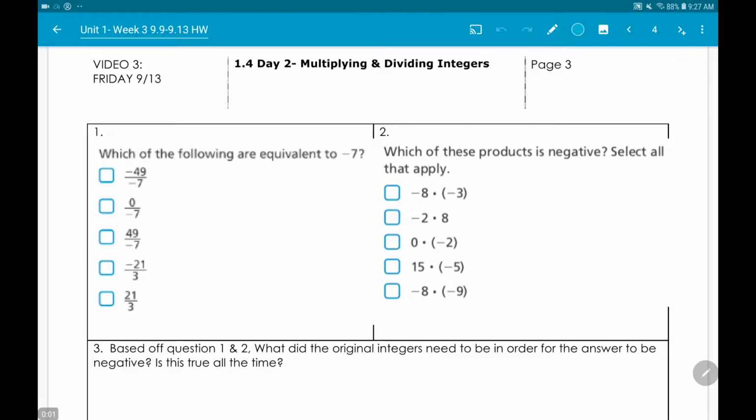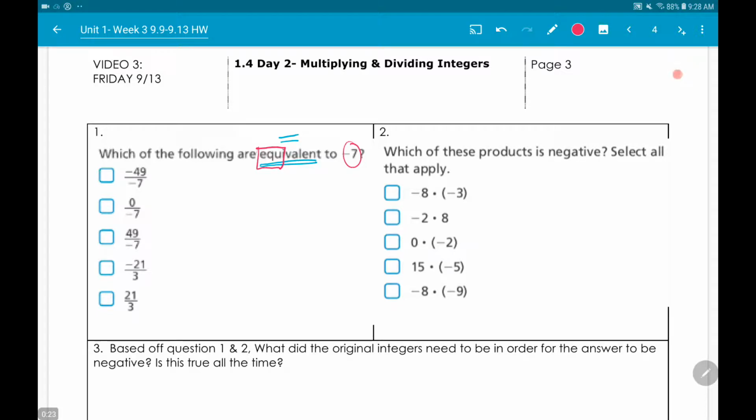All right, guys, so now we are multiplying and dividing integers again, day 2. Which of the following are equivalent? Equivalent is just a fancy way of saying equals. If you even look at the word, it looks like the word equal. All right, so which one's equal to -7?